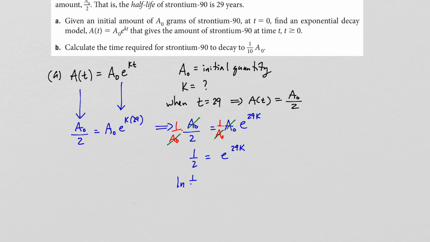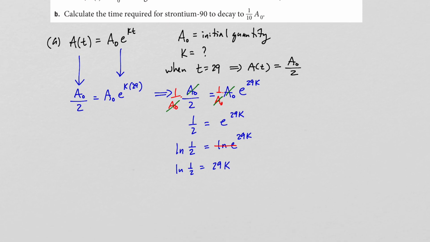So I take the natural log of the left side, and this is equal to the natural log of the right side. And the reason we do this is because we know the natural log of e to the 29k is just going to give us 29k, because natural log of e to a power cancels out. So we get natural log of 1 half is equal to 29k. And the last thing we can do here is divide both sides by 29, and k is equal to the natural log of 1/2 divided by 29. And then we can plug this into a calculator to get a decimal approximation for k.